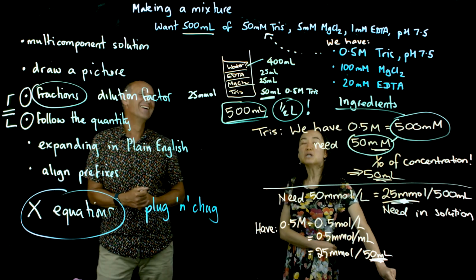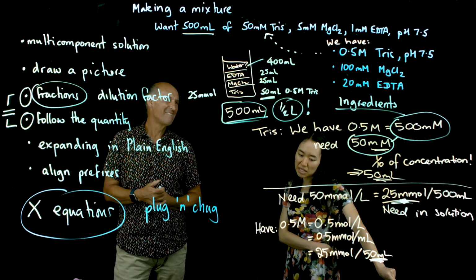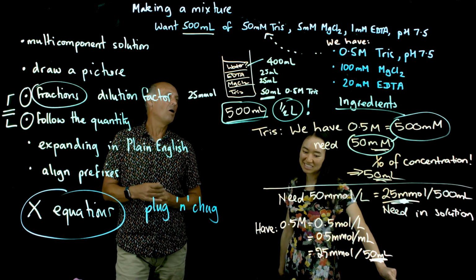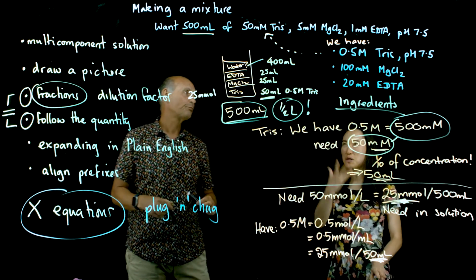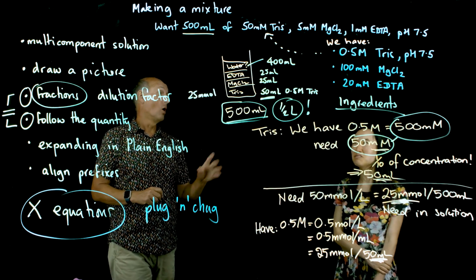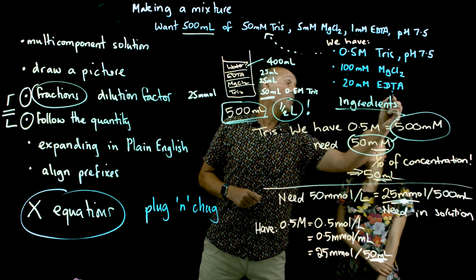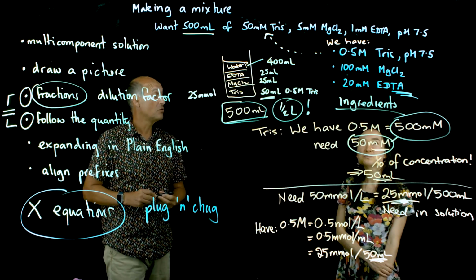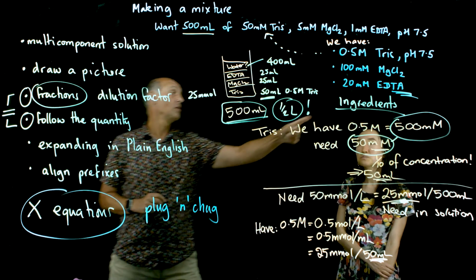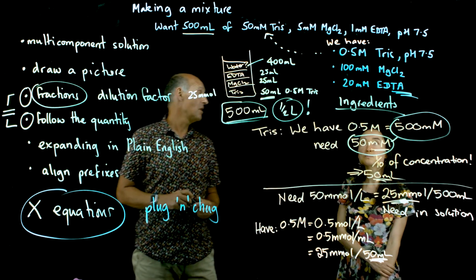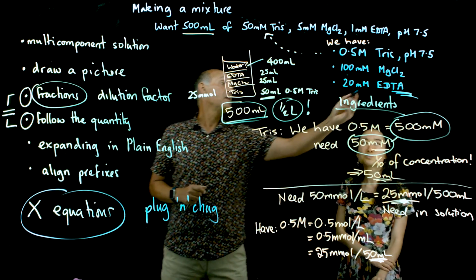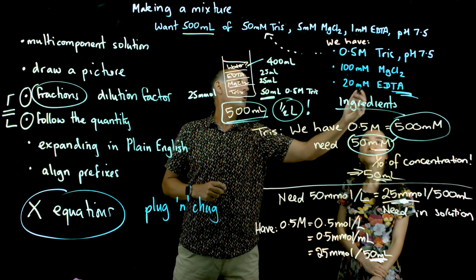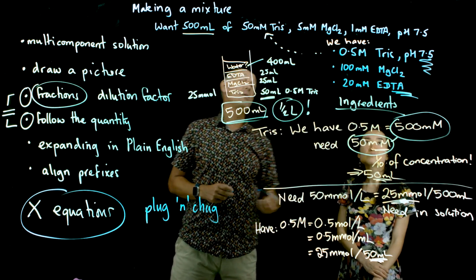I'm not actually sure whether we need to pH this. I think they're saying the pH is 7.5. I think we will, because this EDTA here could be any pH. And that's quite a strong buffer in itself. That's true. So adding that EDTA to this Tris might take the pH away from 7.5.